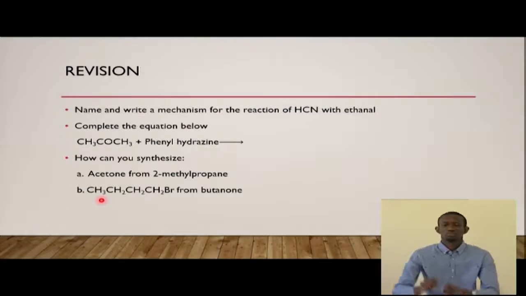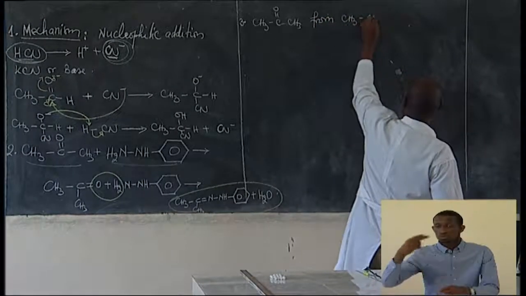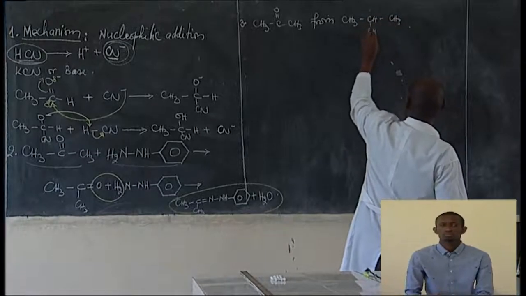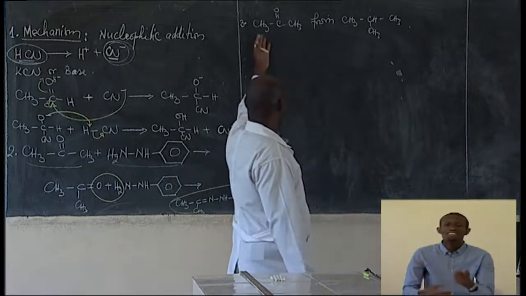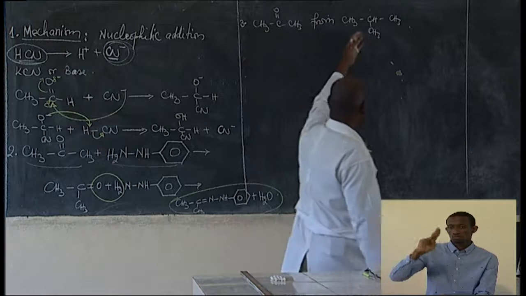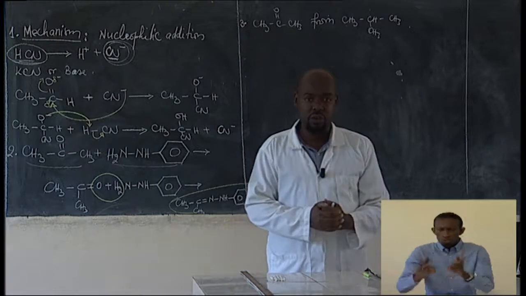Number 3, how can you synthesize acetone from 2-methylpropane? I hope you are done with this, so let us correct it. We have acetone, which is CH3COCH3, and we are about to synthesize it from 2-methylpropane, CH3CH(CH3)CH3. What do we have here? We have a compound of 3 carbon atoms, but here we have 4 carbon atoms. So we have to find a way of reducing the number of carbon atoms.